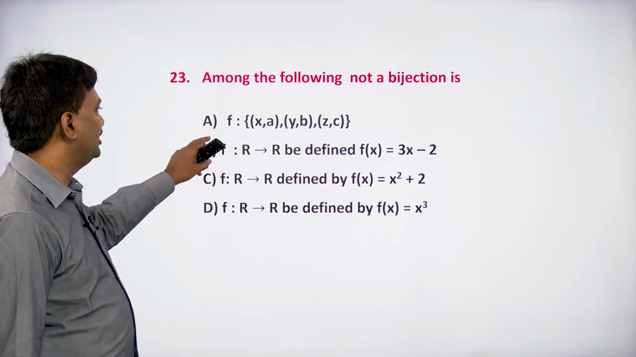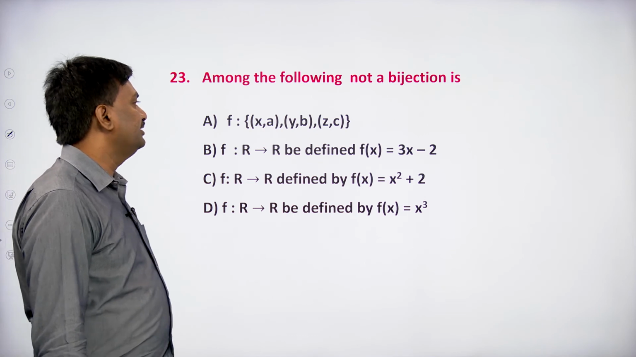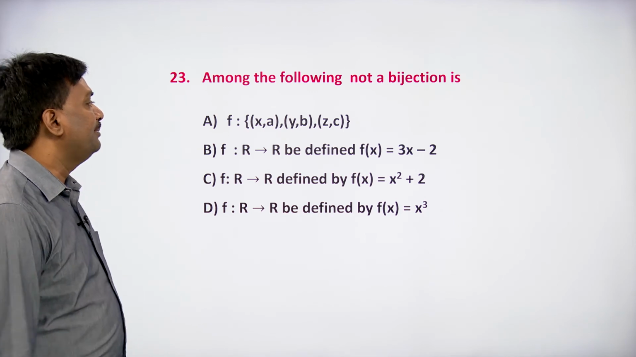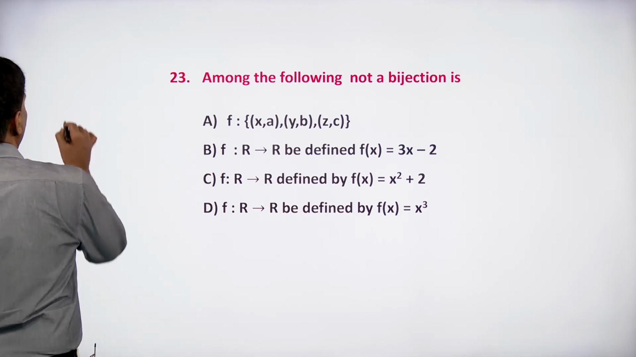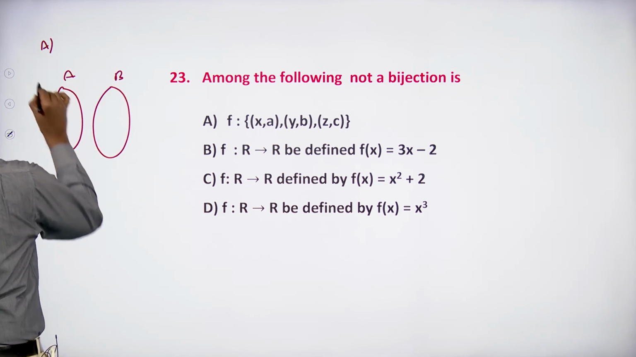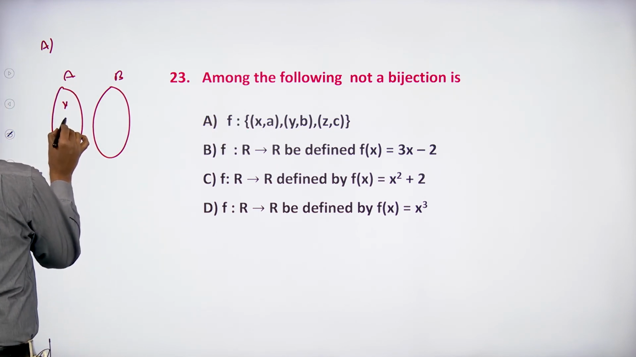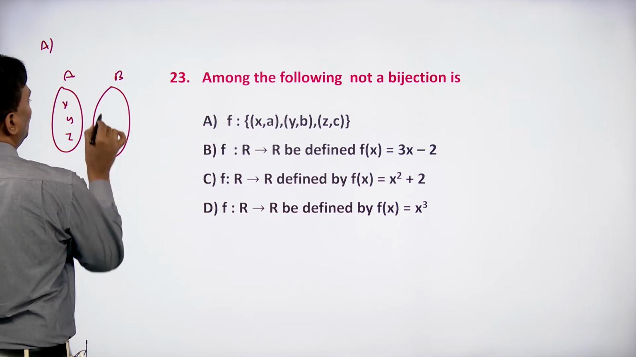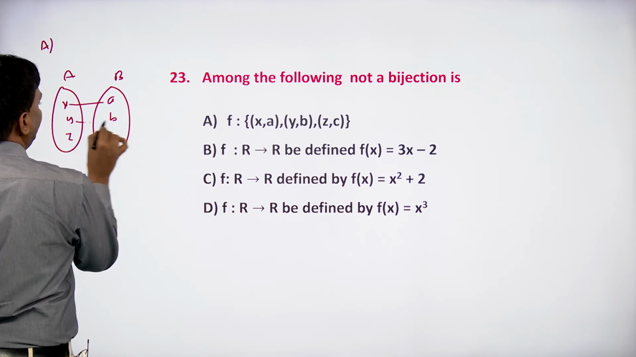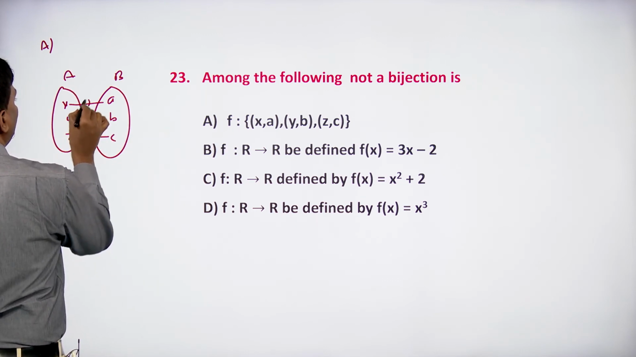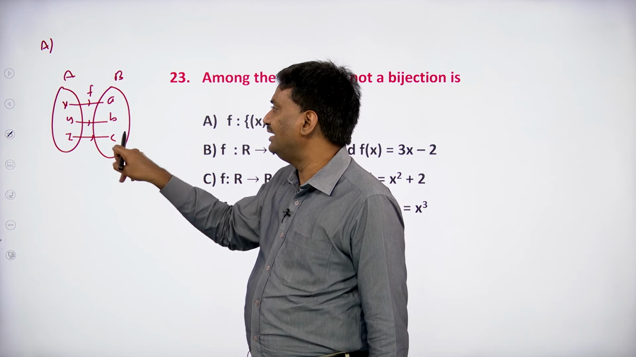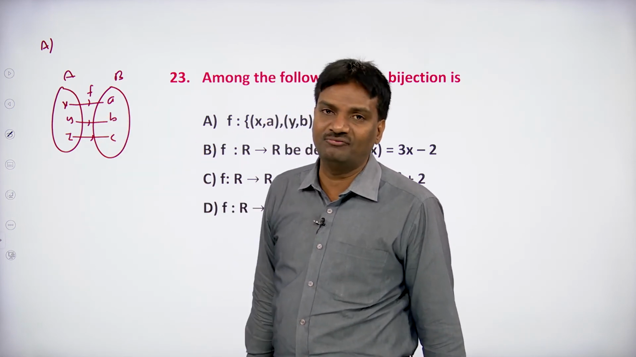So by observing option A, f is given as (x, a), (y, b), (z, c). The image of x is a, the image of y is b, the image of z is c. If we take the diagram, suppose this is A and this is B, I am checking option A, where domain A contains the elements x, y, z, and the codomain B contains the elements a, b, c. According to the mapping, the image of x is a, the image of y is b, the image of z is c with respect to the function f. By taking different elements in the domain A, we have different images in codomain B. So clearly this is a 1-1 function.